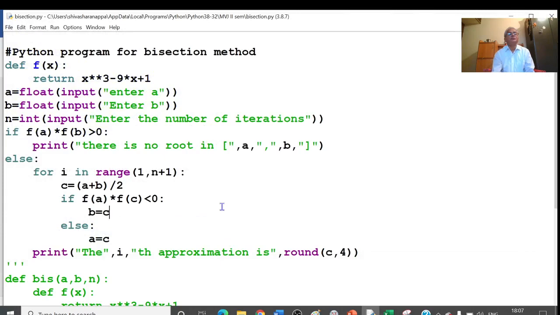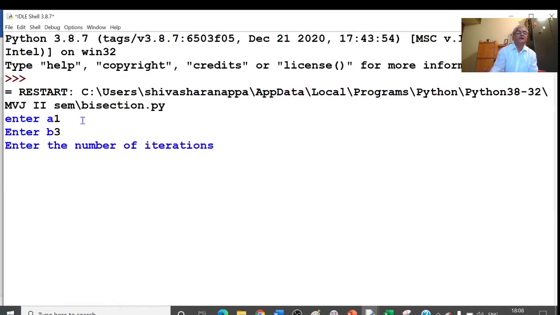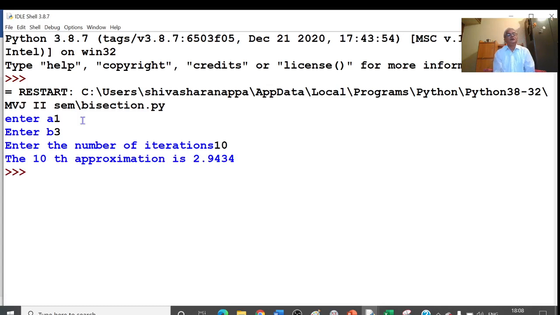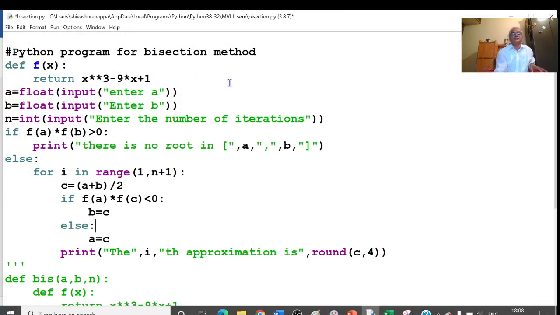Now the same example, if I go for a number of iterations more: run, enter the value of A, 1, enter, value of B, 3, enter, and if I give 10 iterations here, the 10th approximation is 2.9434. Again, if I put this print statement inside the for loop, then all the 10 iterations' approximated values are printed.